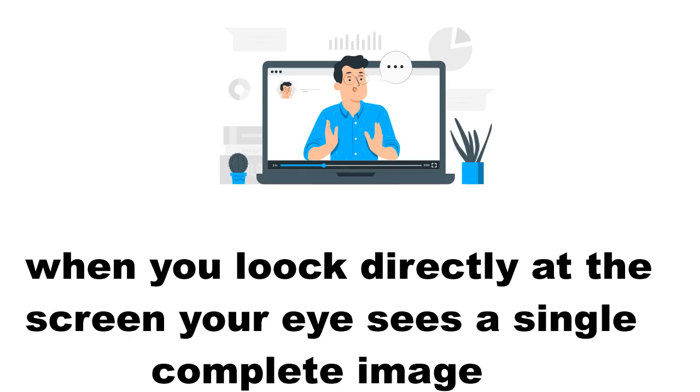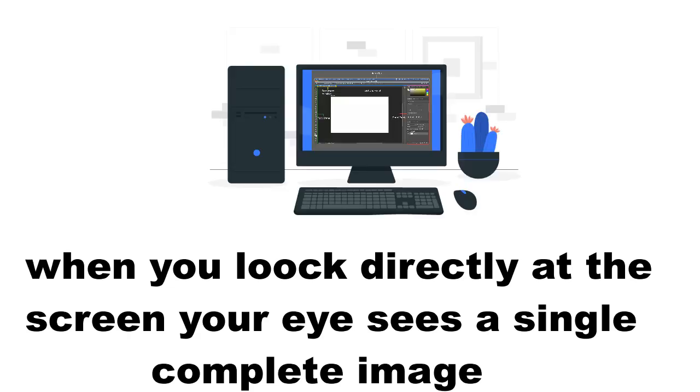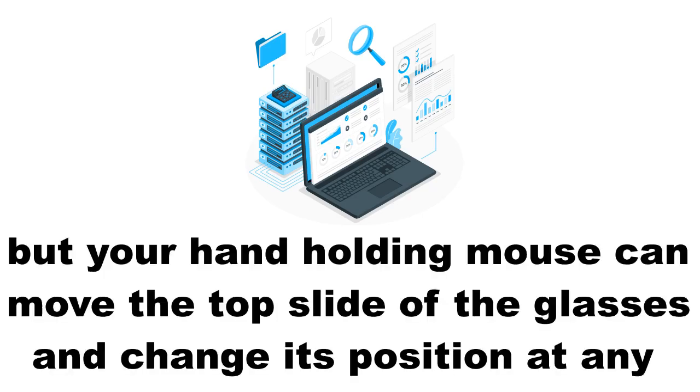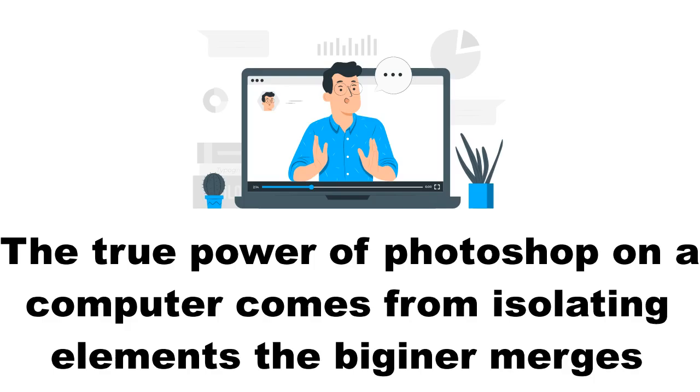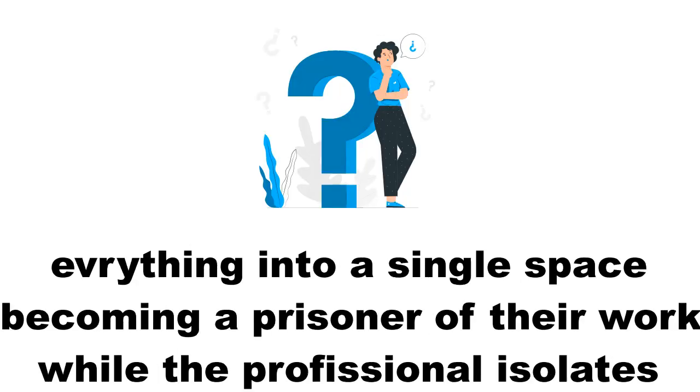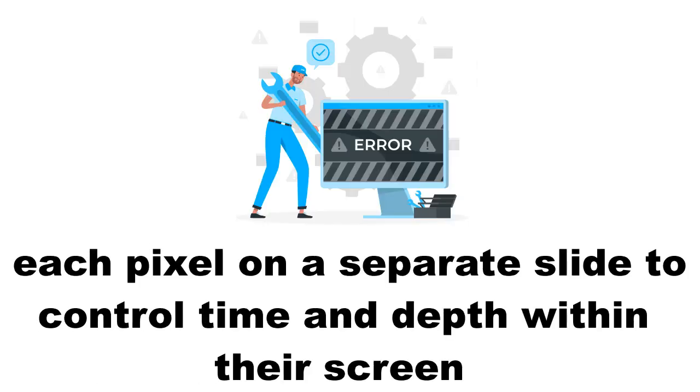When you look directly at the screen, your eye sees a single, complete image. But your hand, holding the mouse, can move the top slide of glasses and change its position at any moment, without touching a single millimeter of the face or the background. The true power of Photoshop on a computer comes from isolating elements. The beginner merges everything into a single space, becoming a prisoner of their work, while the professional isolates each pixel on a separate slide to control time and depth within their screen.